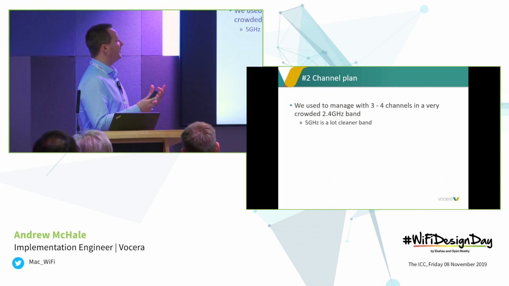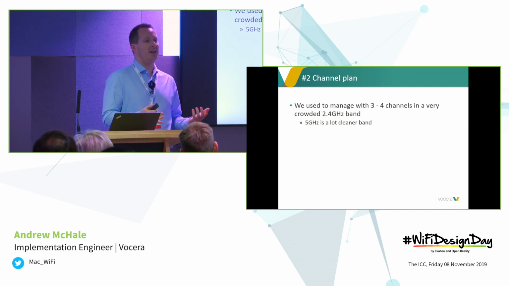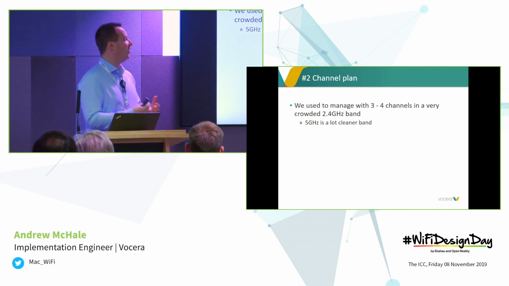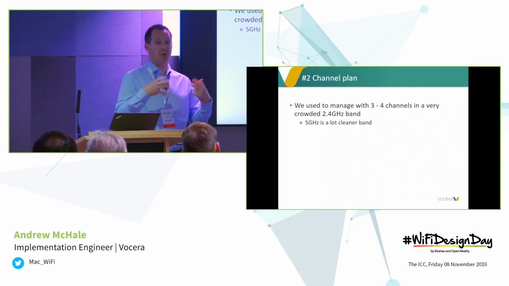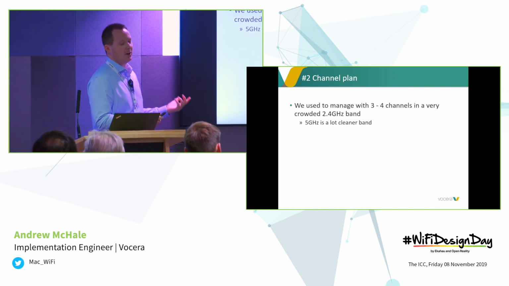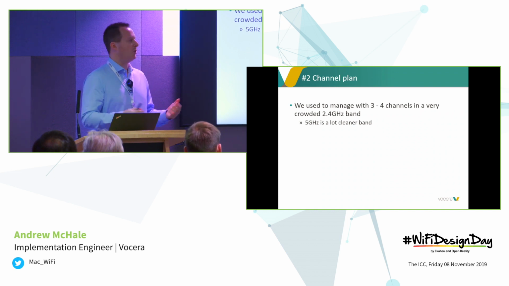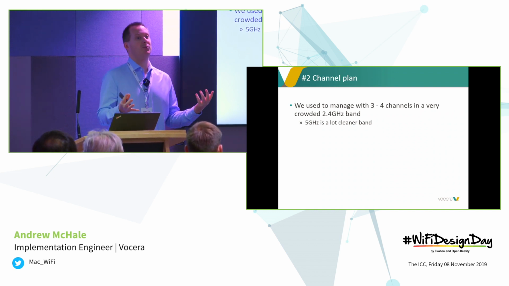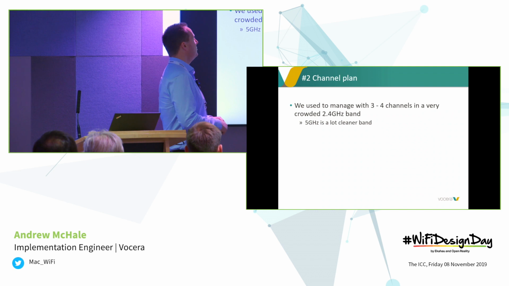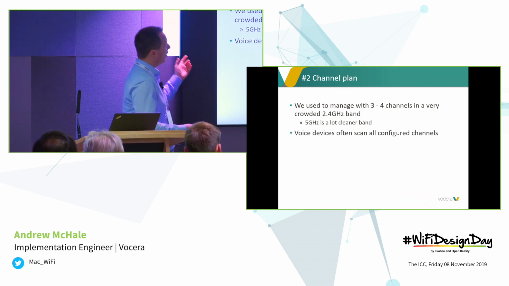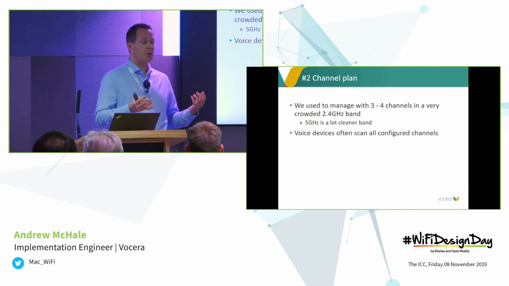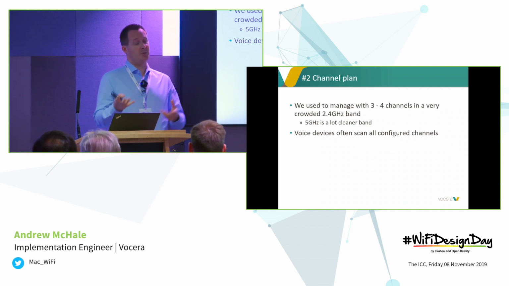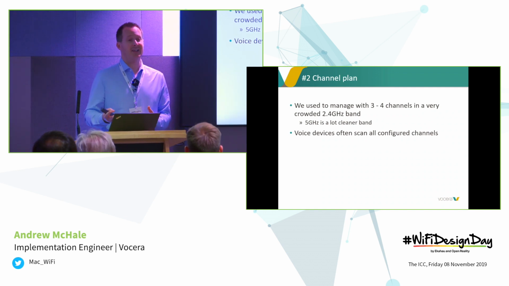So now we get this 5 gigahertz band, which is so much cleaner. We don't have all the extra trash in there of the microwaves and the baby monitors and the video cameras and Bluetooth and all this stuff. So we've got this great clean band, but people want to suddenly go, oh, I've got 21 channels, I must use all of them. That's not really good for a voice device, because a lot of voice devices will scan all the configured channels. And what am I not doing when I'm scanning? I'm not sending data.